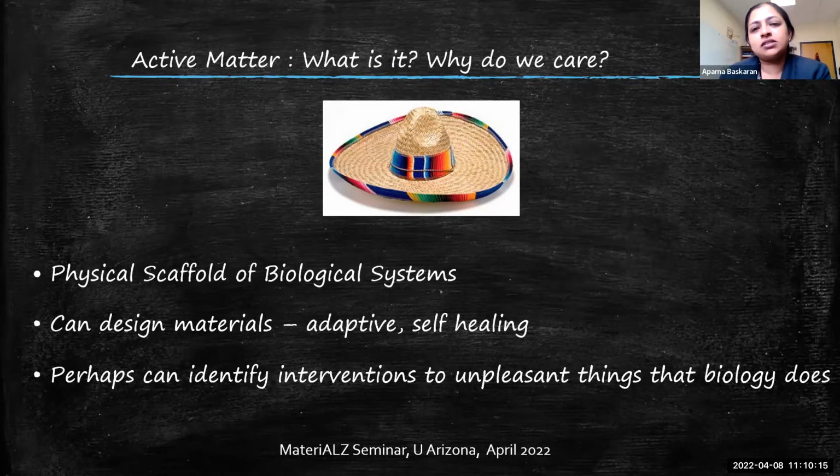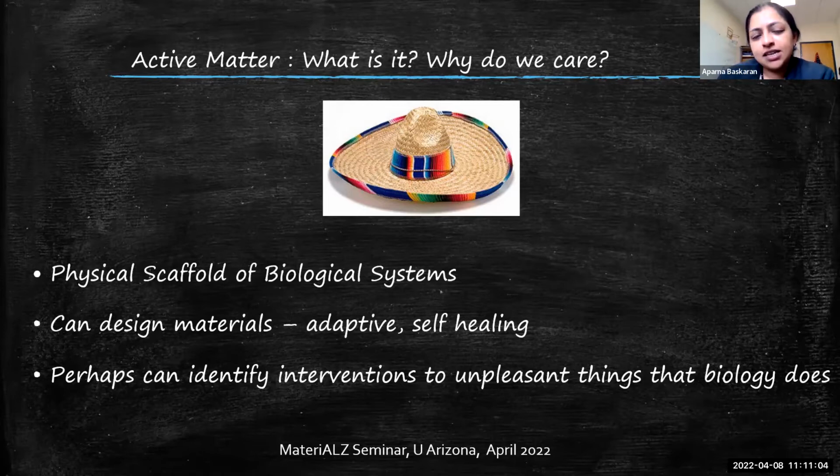But what makes us different and what makes us living in some sense is associated with this energy flow through my system from the micro scale to the macro scale. So studying these kinds of systems provides an understanding of the physical scaffold of many biological systems. And what one hopes to be able to do by studying these systems is that one can design materials that have biology-like properties, adaptive, self-healing, and things like that. And perhaps one can identify interventions to unpleasant things that biology does. This is an approach that active matter people working in tissue morphogenesis and cancer and things like that take, this biomechanical or mechanobiological approach to understanding stuff going wrong in biology and see if you can design interventions once you understand the physics at play.